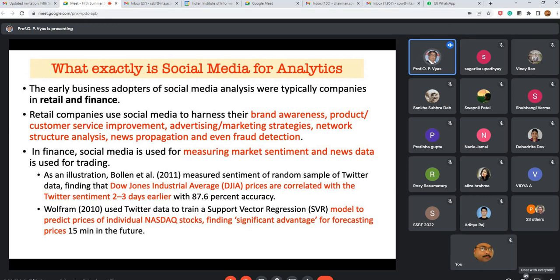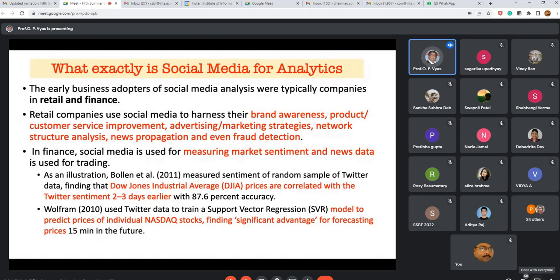As an illustration, Bollen et al. in 2011 measured sentiment of a random sample of Twitter data, finding that Dow Jones Industrial Average prices are correlated with the Twitter sentiment 2 to 3 days earlier with 87.6% accuracy. The study was accurate at 87.6%, and it was exactly the theme of this particular workshop, behavioral finance with social media. Social media here is Twitter sentiment, and the business side is the Dow Jones Industrial Average, DJIA, prices. So it was already shown in 2011 that they are affected in 2 to 3 days.